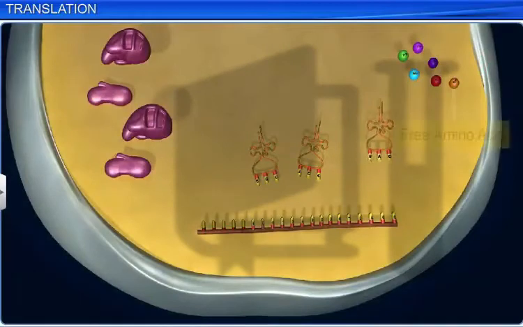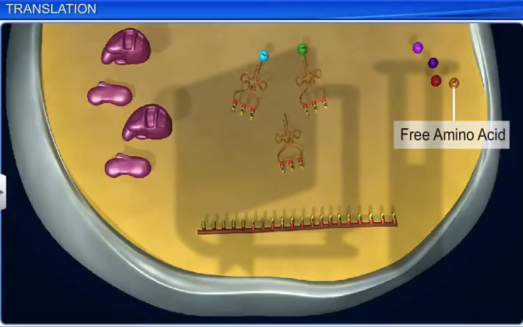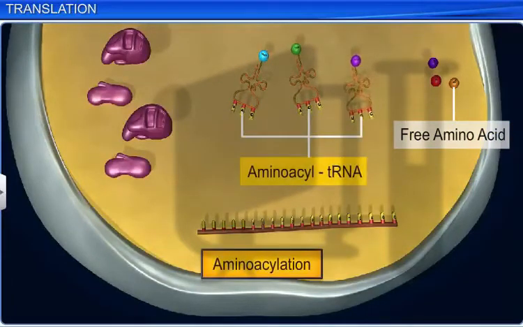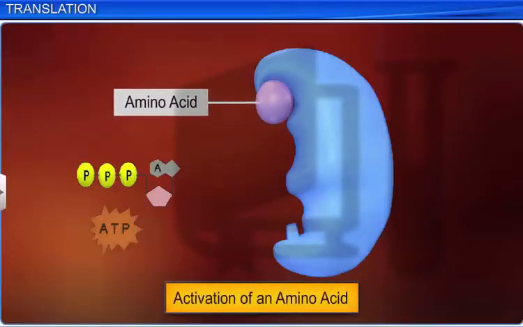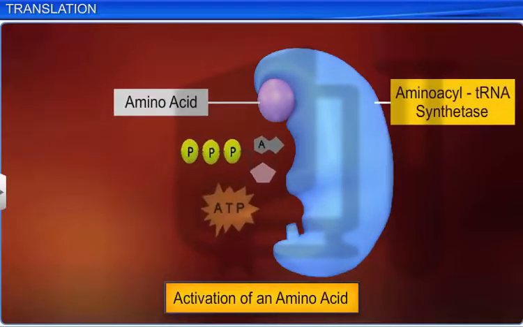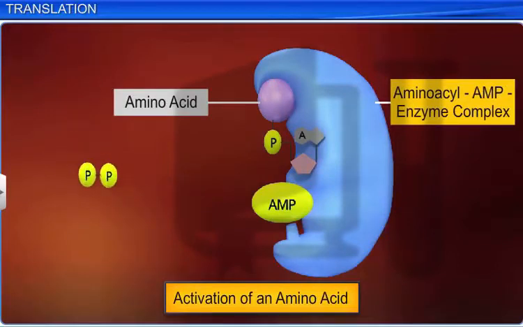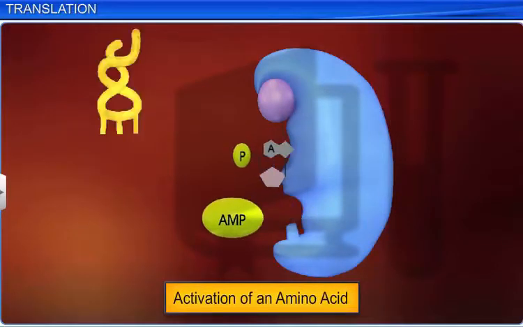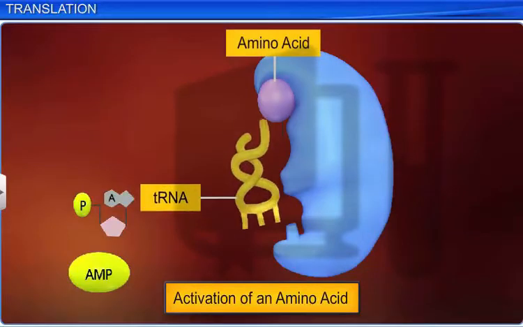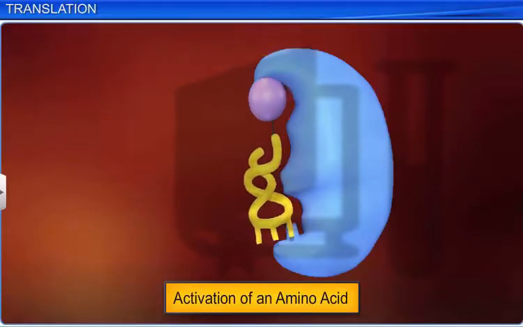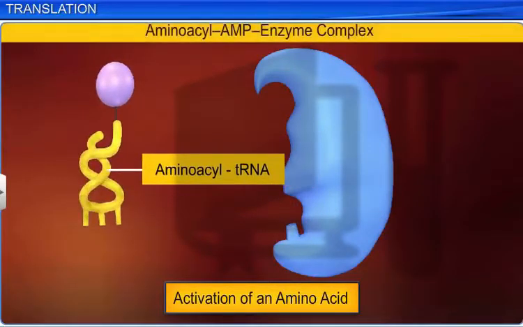The amino acids and tRNAs in cytoplasm become activated by a process called charging or amino acylation. During this process, amino acid binds with ATP in the presence of amino acyl RNA synthetase and is activated into amino acyl AMP enzyme complex. This complex reacts with tRNA and transfers the amino acid to it. As a result, tRNA becomes activated as amino acyl tRNA and the enzyme and AMP are liberated.